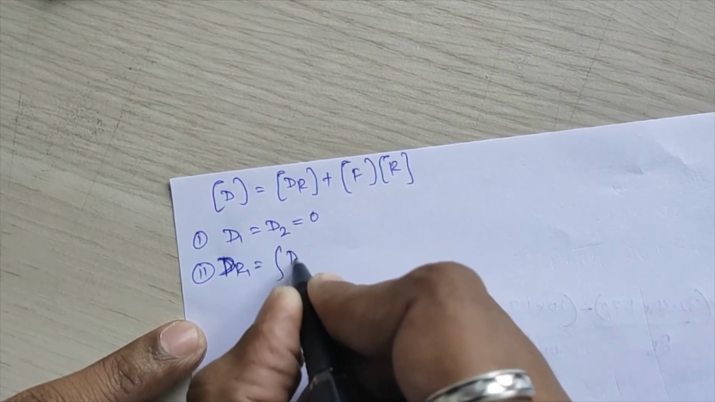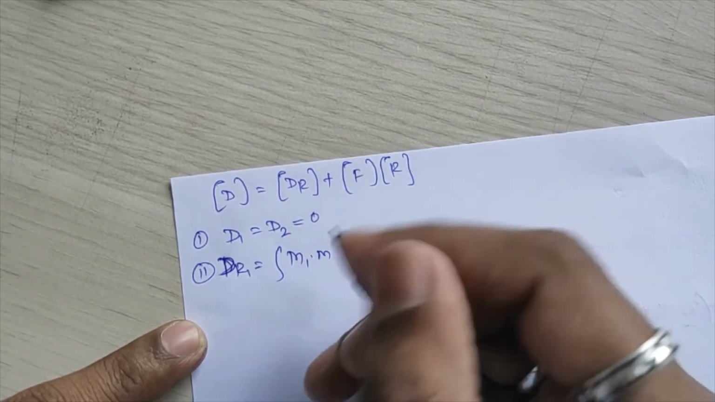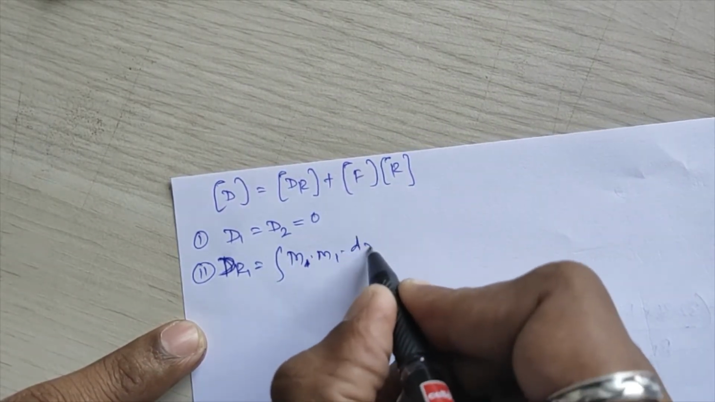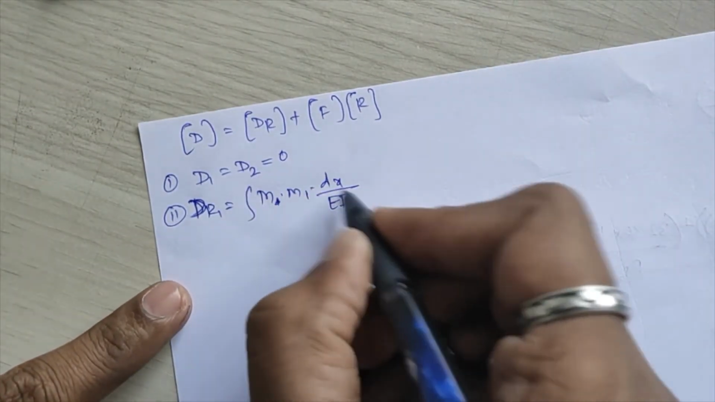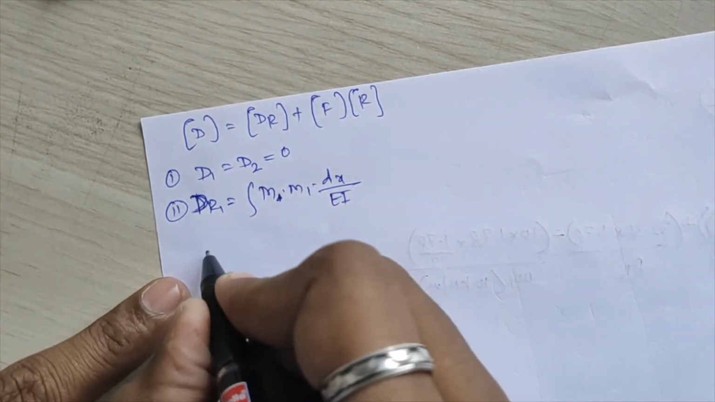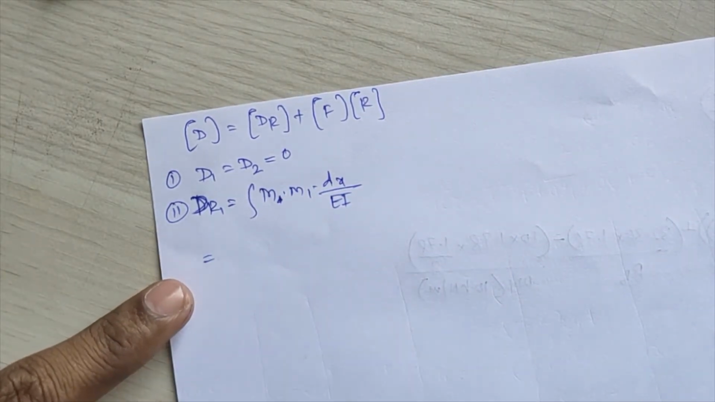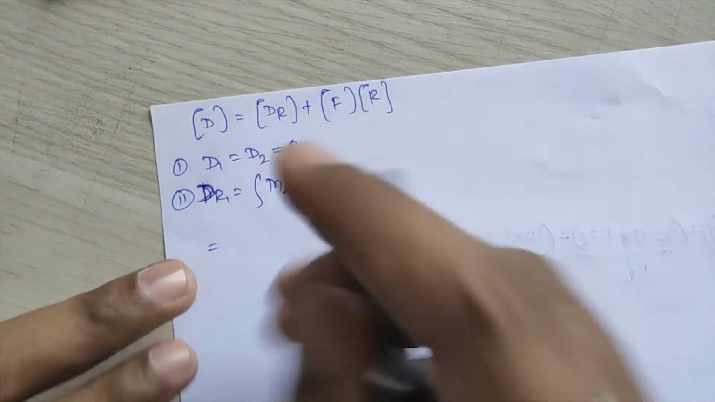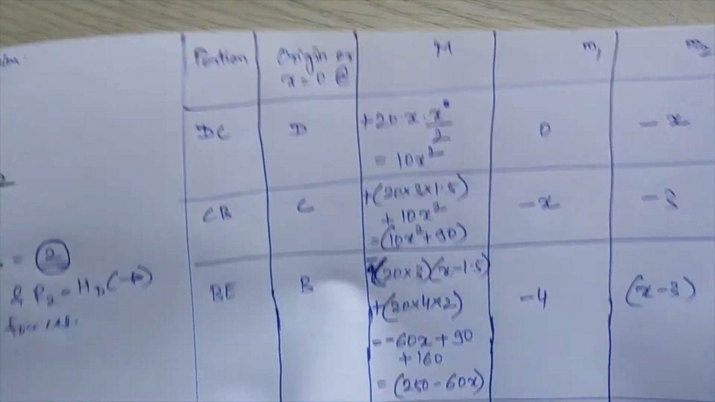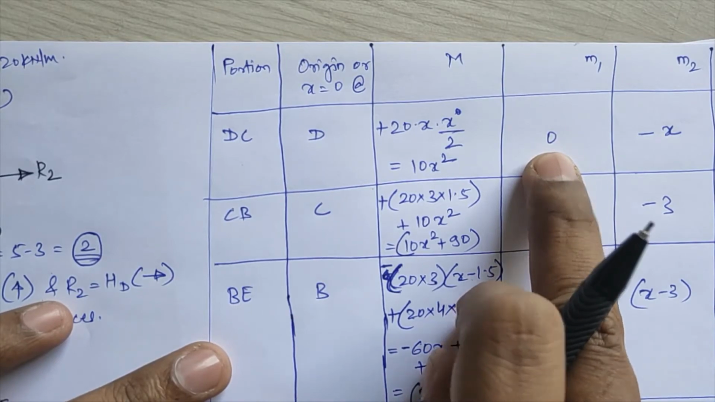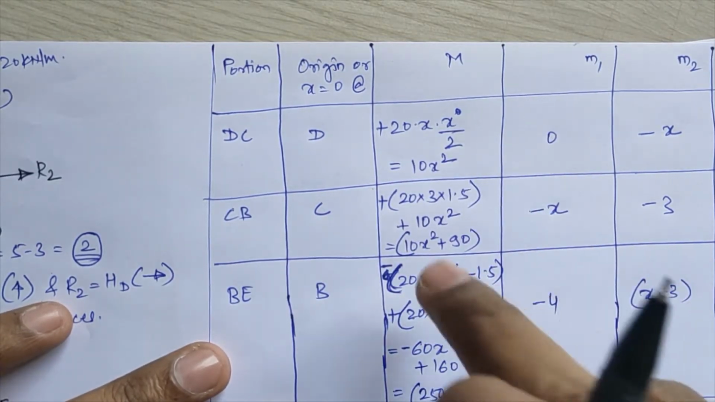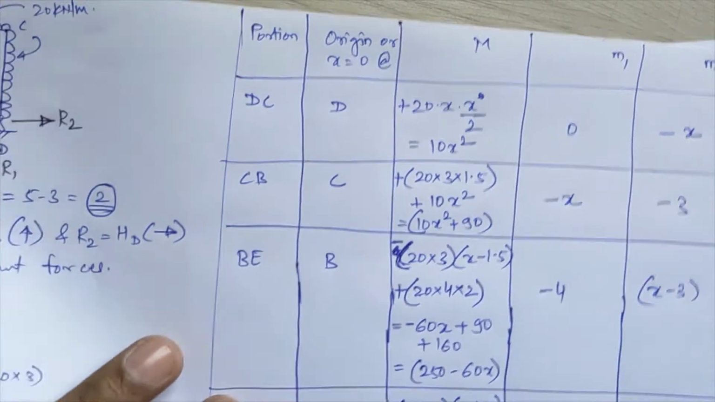So DR1 will be the integration of m into m1 into dx upon EI. Now the EI value is different for all the members, so we'll not take that as common. Okay, we'll solve one by one. So what you have to do is take the moment of the m and m1 columns. But for the first column you are having 0, so that product will become 0. Next we'll solve for the CB portion.